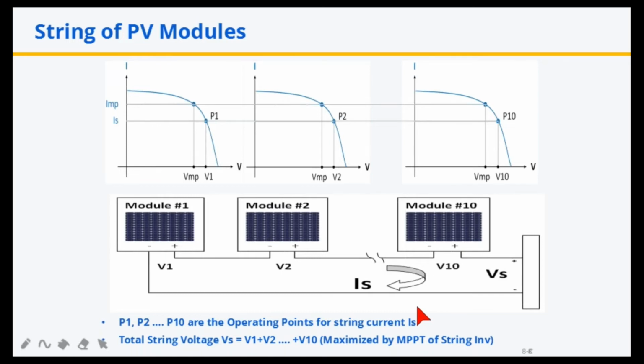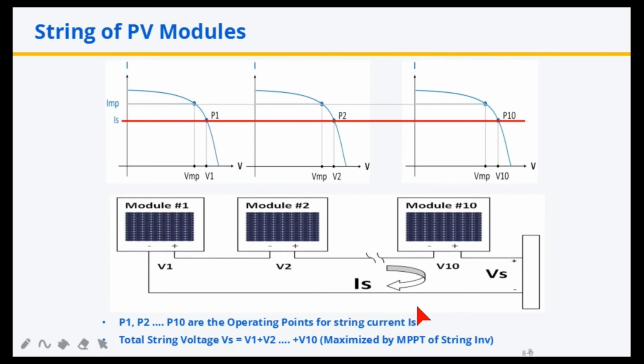Since the string current Is is the same for all the modules, just draw a horizontal line corresponding to Is and find out where it intersects the different IV curves. The points of intersection are denoted as P1, P2, P3 up to P10, and they are in fact the operating points of the 10 modules.